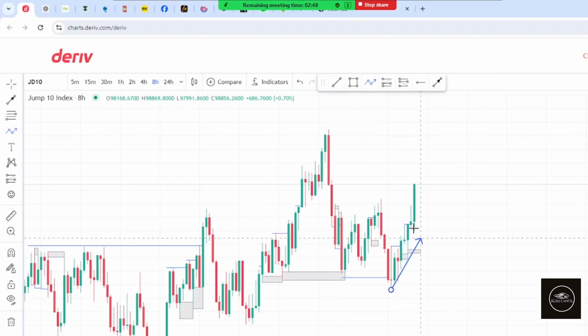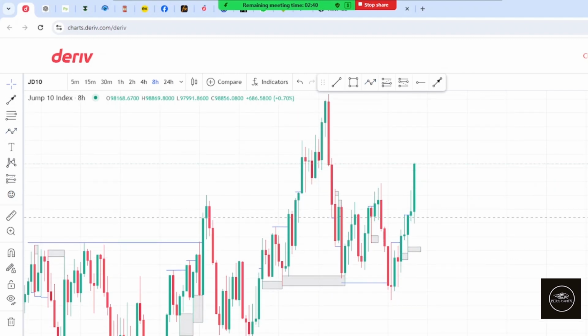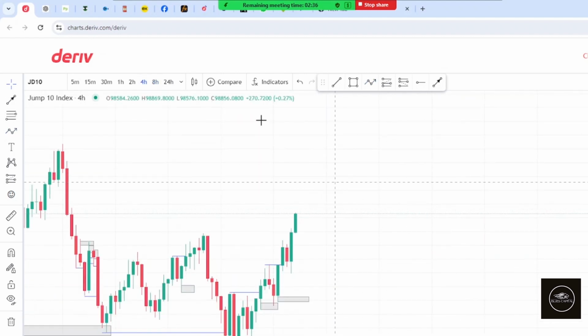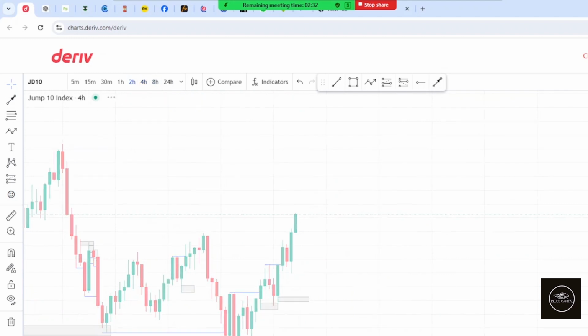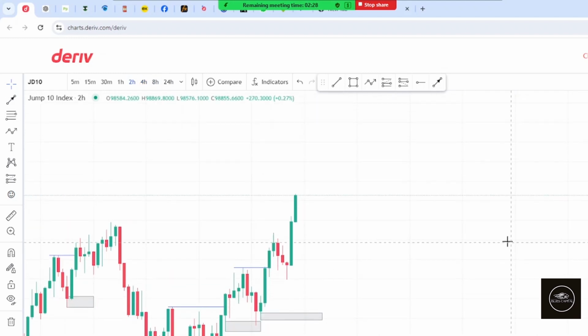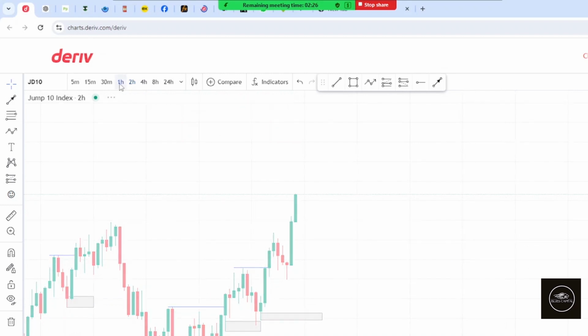Sorry, the 8 hours time frame candlestick is very bullish. So since this market is bullish, you'll be looking out for a buy setup. That's the demand zones. Remember, in a bullish trend, you look for a demand zone. In a bearish trend, you look for what? A supply zone.